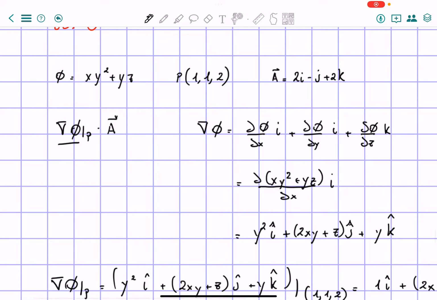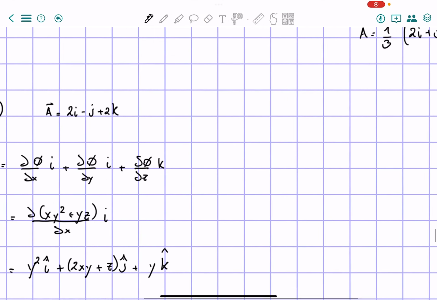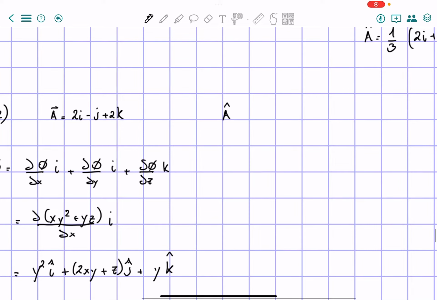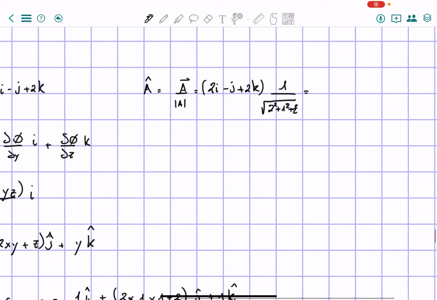Now what we're going to have to do is, oh, sorry, here I made a mistake. It's not going to be the vector, it's going to be the unit vector A. So we're going to find the unit vector A. Let's do it right here. So we're going to have our vector A over the magnitude of A, which is then going to be equal to 2I minus j plus 2k times 1 over the square root of 2 squared plus 1 squared plus 2 squared, which is equal to 9, so 1/3, times 2I minus j plus 2k.